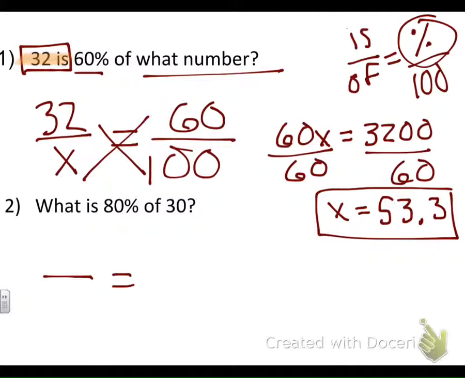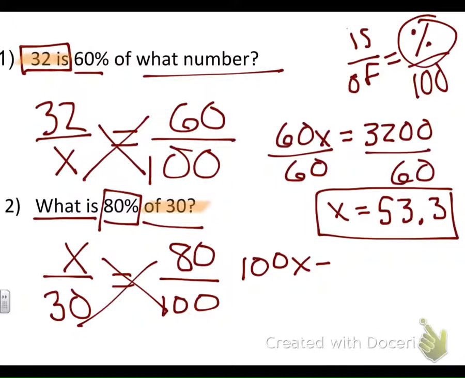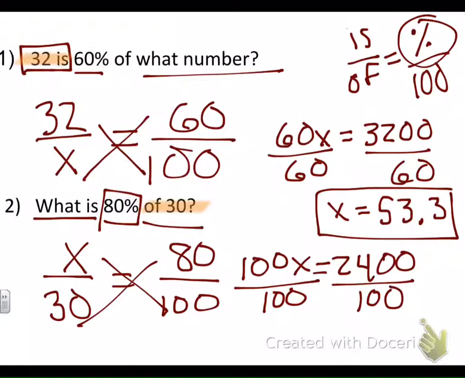Alright, same thing. Blank equals blank over 100. So we know what is 80% of 30. So we're given the percent, which is 80. We're given the of, which is 30. So of goes on bottom. So the x goes on top. Cross multiply. 100x equals 2400. Divide by 100. So x is equal to 24.